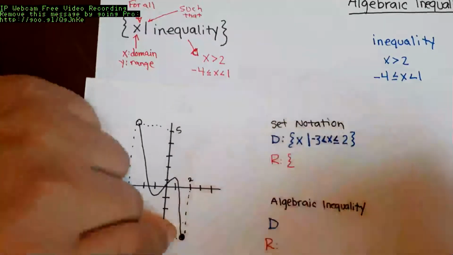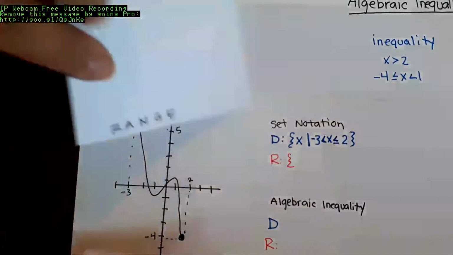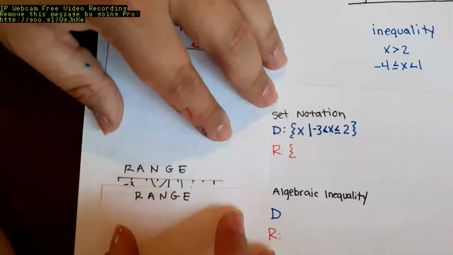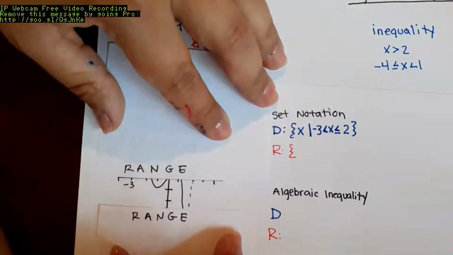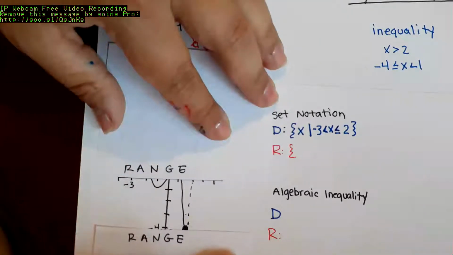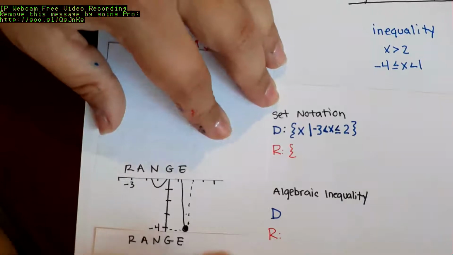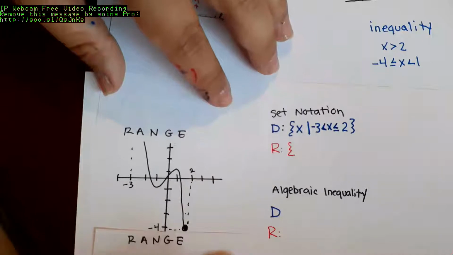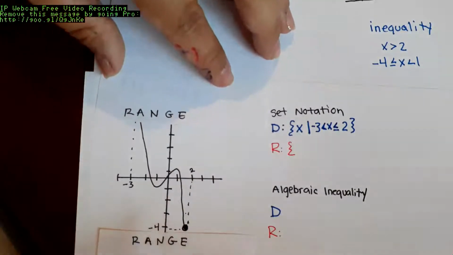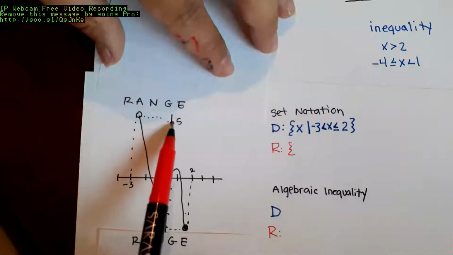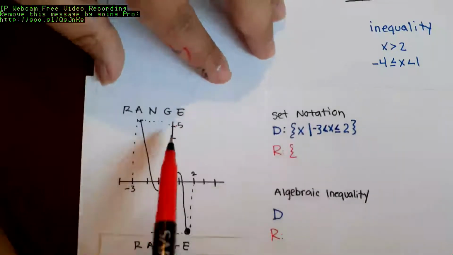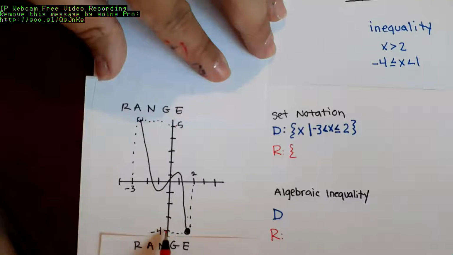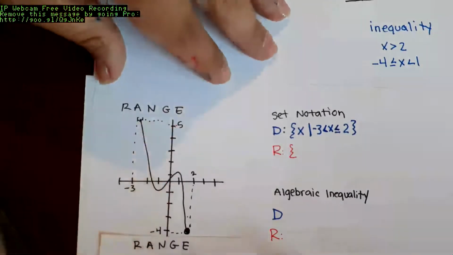I'm going to do the same thing with my range. So I'm going to start from the negative and see where my graph starts. And it's right here at -4. I'm going to move up on my positive side and see where it ends. And it ends right here at 5. So all along my y-axis, my range is going to be from -4 to 5.